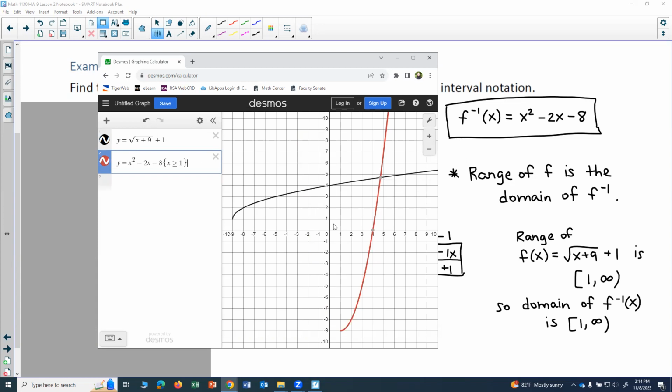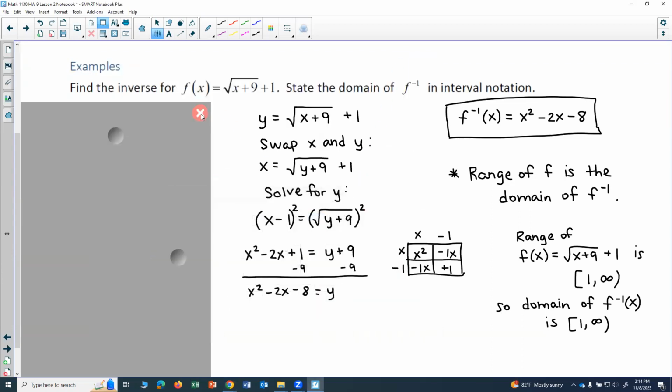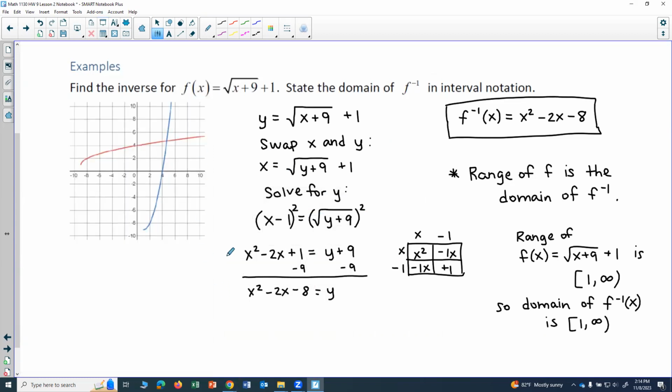And we've got a nice visual here that shows that these two functions are symmetric over the line y equals x. And so I'm pretty sure that we got the correct inverse function and the correct domain, because my two functions are symmetric over y equals x. So that's all the problem was asking for. It was asking for the inverse function, and it was also asking for this domain. And you get the domain by figuring out the range of your original function.